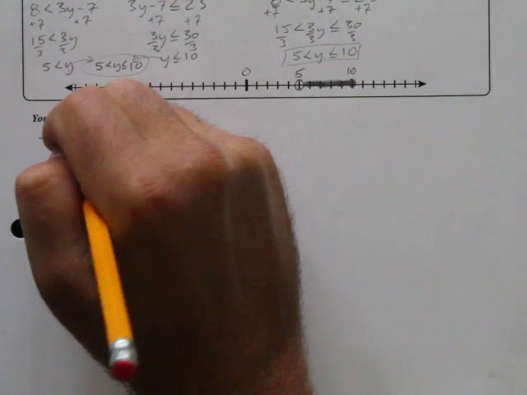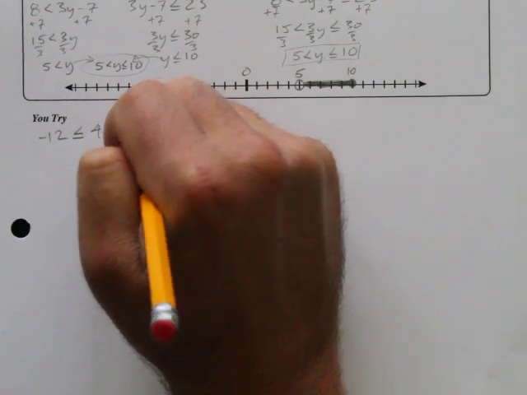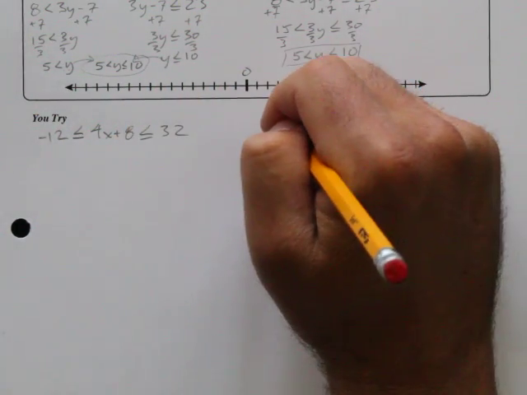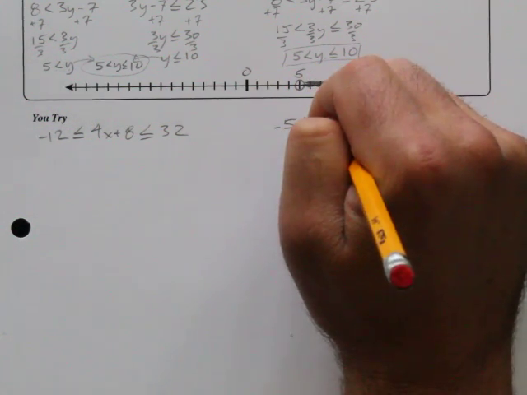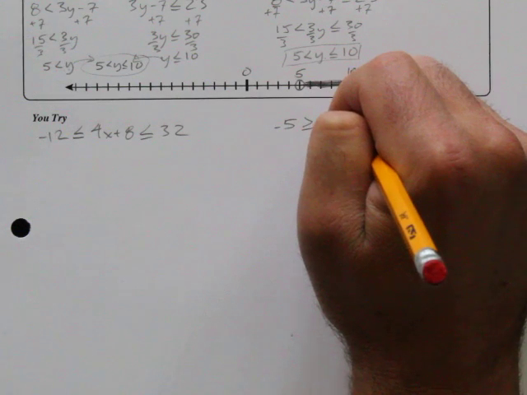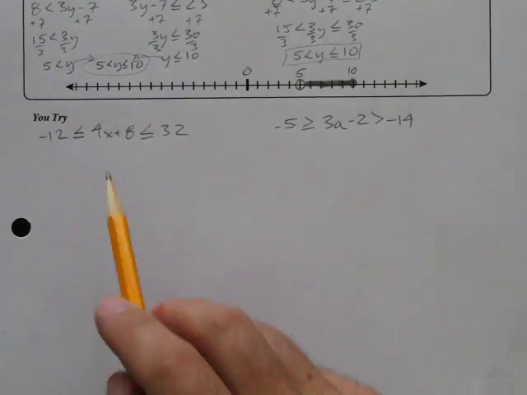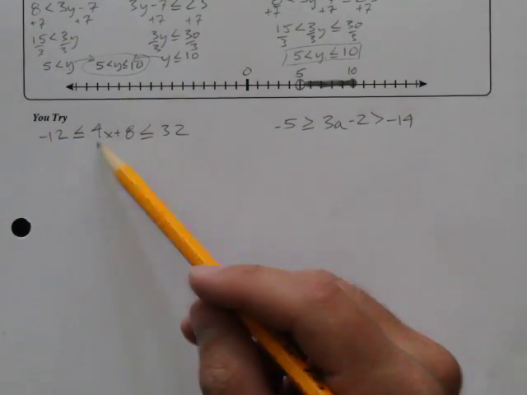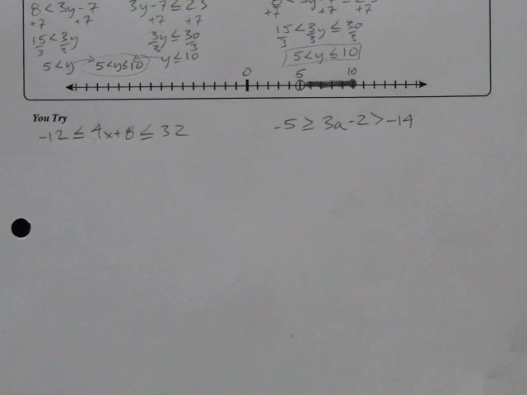Negative 12 is less than or equal to 4x plus 8 is less than or equal to 32. And negative 5 is greater than or equal to 3 times a minus 2 is greater than negative 14. So choose a method. You can do either. You can do one on one and one on the other, whatever, and then go ahead and get to work. And then we'll come back and do it together. Remember to graph it at the end. I'll go ahead and pause now.